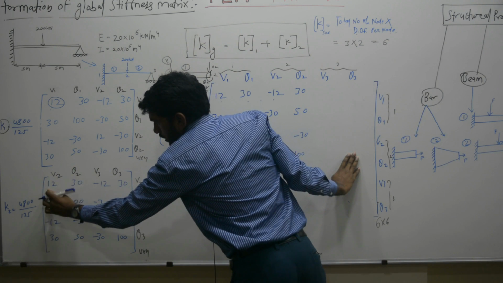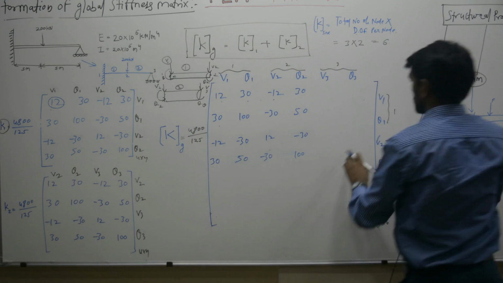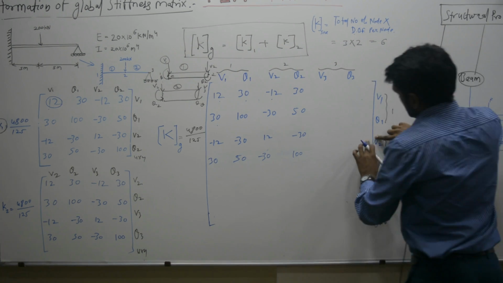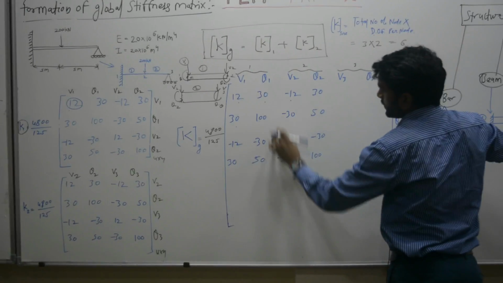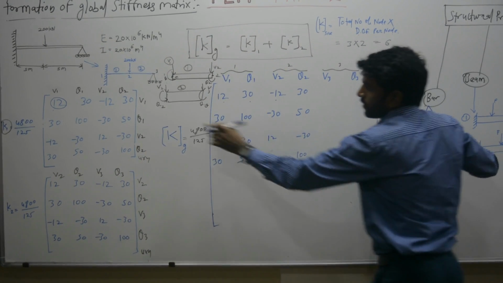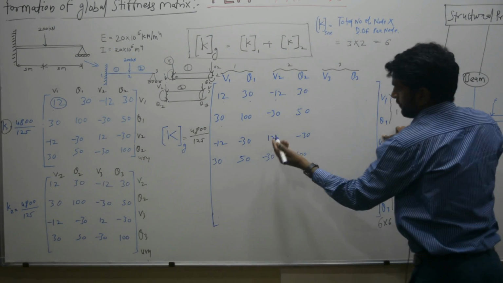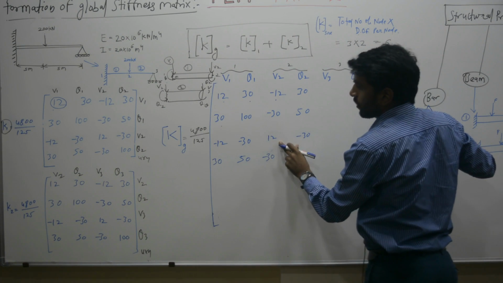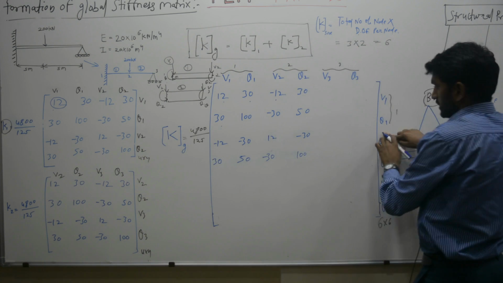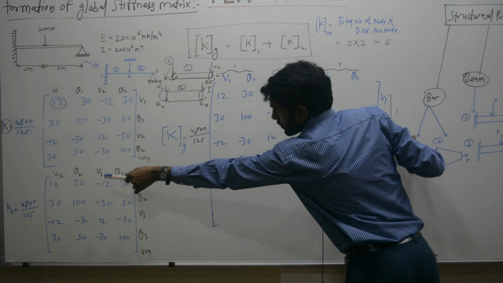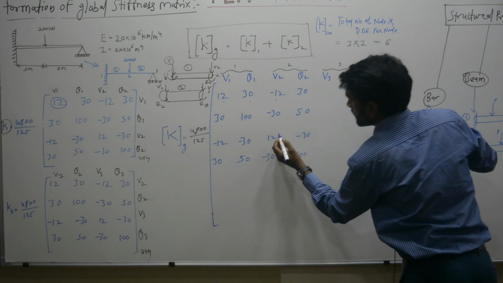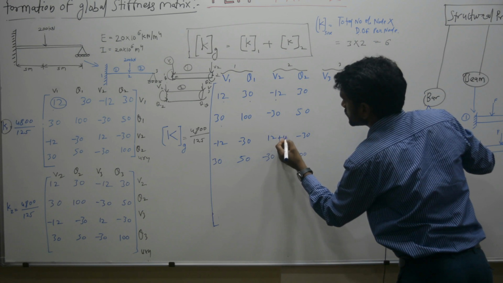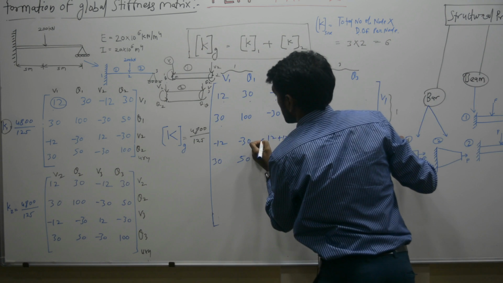Location is column number V2 and row number V2. So we have V1, theta 1, V2, theta 2. This is row number V2 and column number V2. We already have a value from stiffness matrix 1. If we have the same location again, we either add or subtract it based on the convention or sign. Its location is V2 column and V2 row, so the value is plus 12. The initial value was minus 12, not this. Okay.